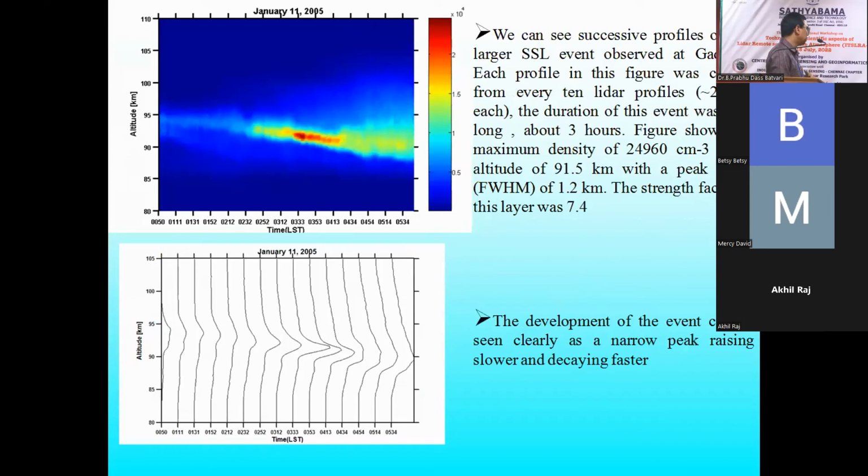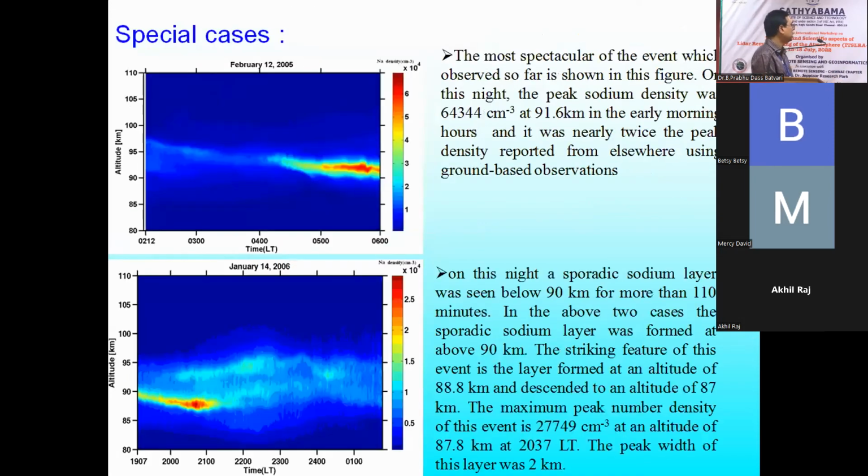And this is a special case observed on one particular day. It is also clearly observed that the sporadic sodium layer descends throughout the time. It is a 2D profile with a profile every 20 minutes. That means the rising time is longer compared to the decay time. The rising time was more than 3.5 hours, but the decay took only 20 minutes. And these are the 2 special cases observed for the sporadic sodium layer.